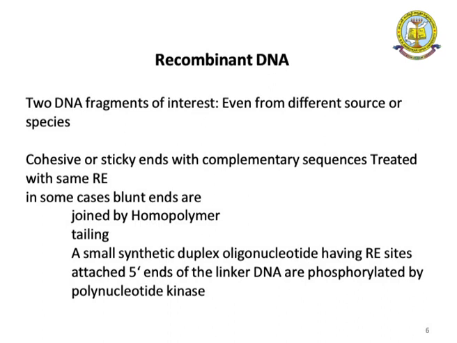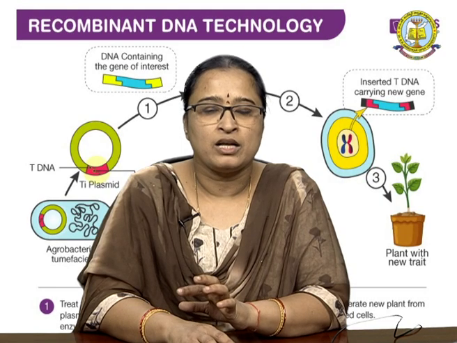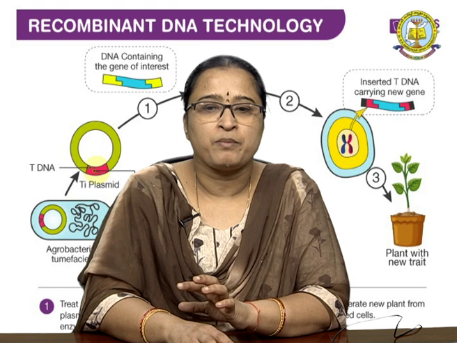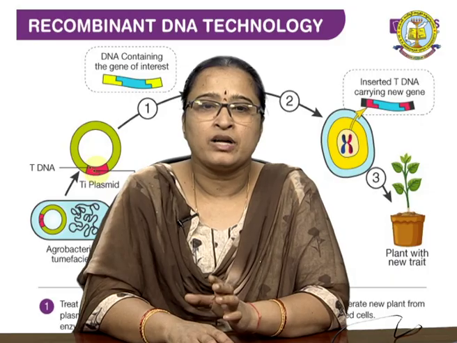Two DNA fragments are inserted, even from different sources or different species, with cohesive or sticky ends having complementary sequences, and in some cases blunt ends are joined by homologous tailing. A small synthetic duplex oligonucleotide linker also has a restriction site for attachment. Here DNA is cut from 5' end to 3' end or 3' end to 5' end. The 5' end of the linker DNA is phosphorylated by polynucleotide kinase, which is also involved.